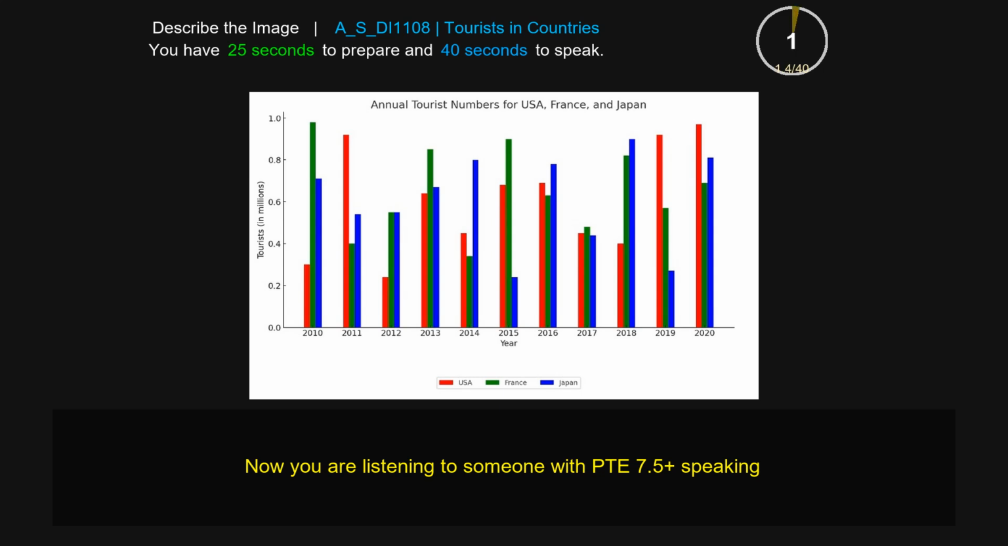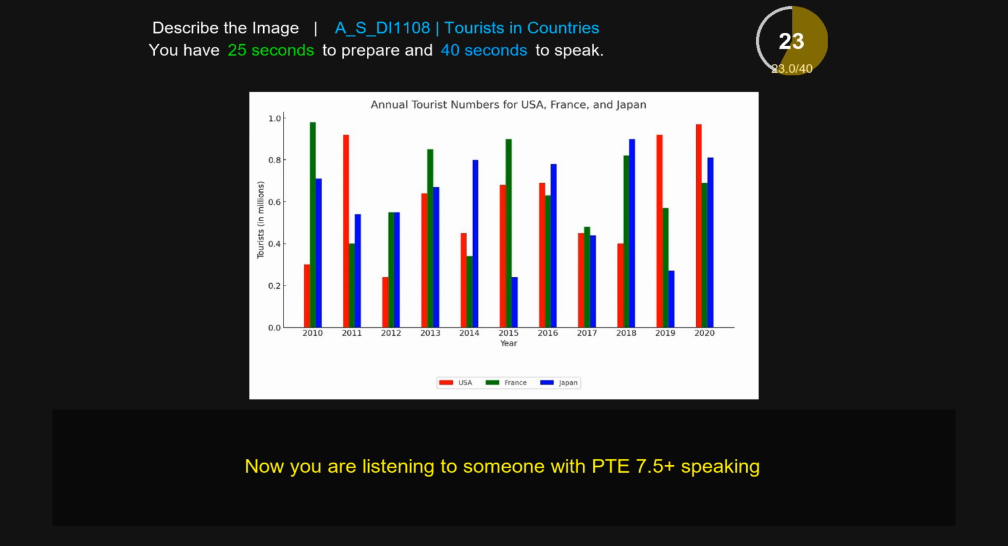The image provided is a graph chart which gives information about the annual tourist numbers for USA, France, and Japan. It is quite evident from the graph that in the year 2010, many people visited France, which is almost 1 million people, whereas in 2015, there are also more people visiting France.